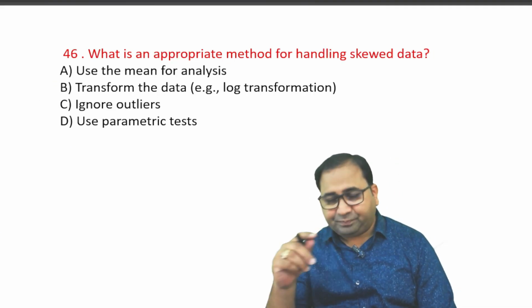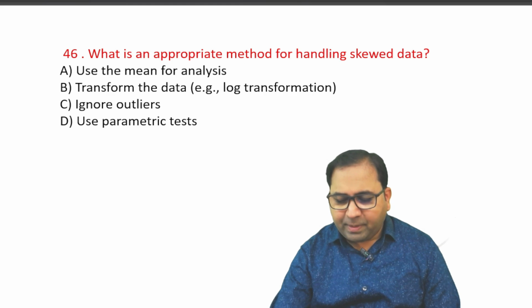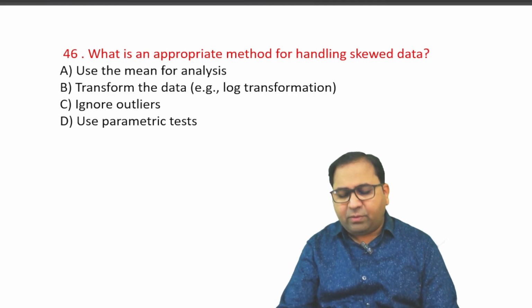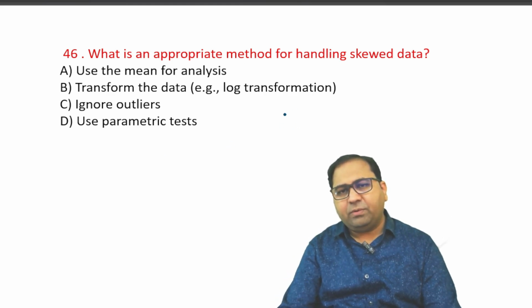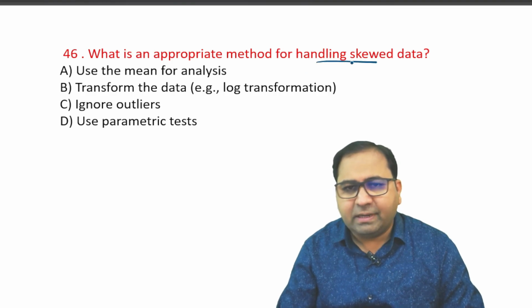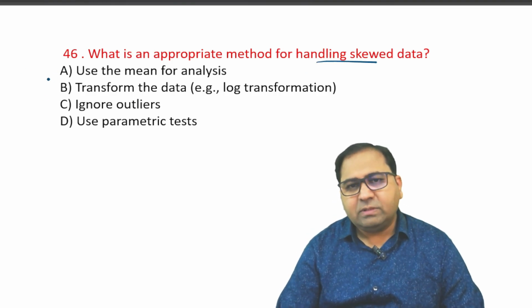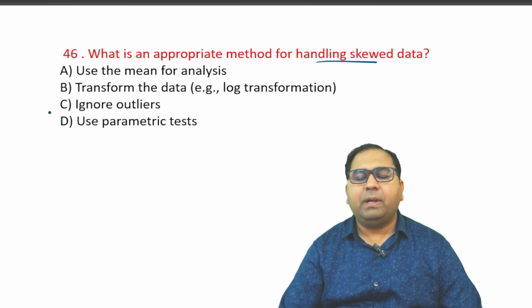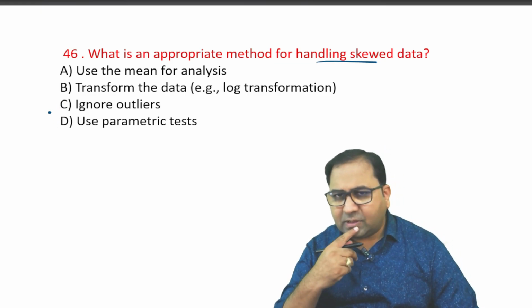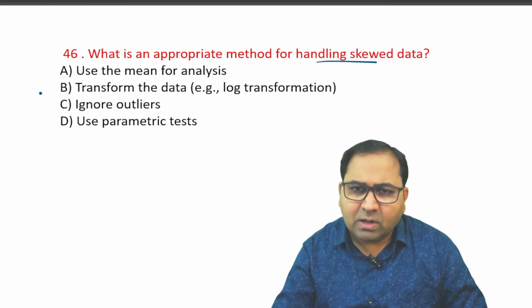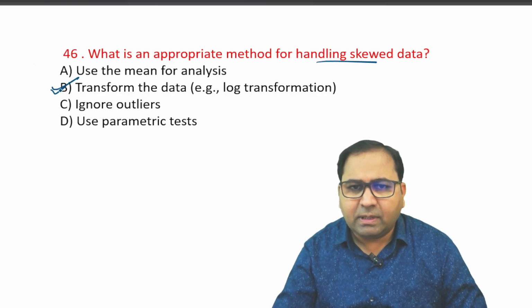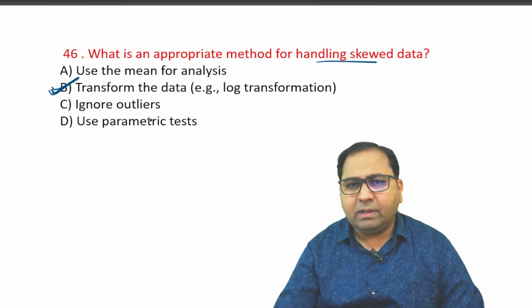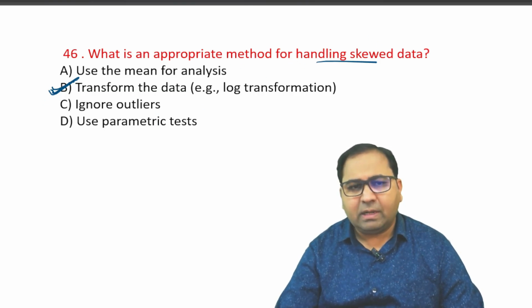Okay, then next. What is the appropriate method for handling skewed data? Once again, an SPM question. Options are A. Use the mean for analysis, B. Transform the data, C. Ignore the outliers, or D. Use parametric tests. The appropriate method for handling skewed data is to transform the data. By doing this maneuver, you will appropriately handle the skewed data.